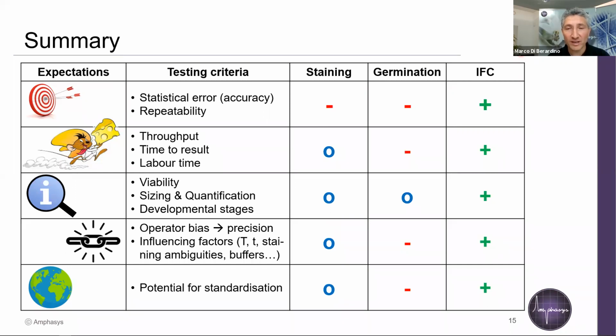And again, it's just a statistical error. You also have to check the other errors that you are having in the system, be it staining ambiguities, operator bias, or different hardware, like different microscopes. This can change the value significantly.